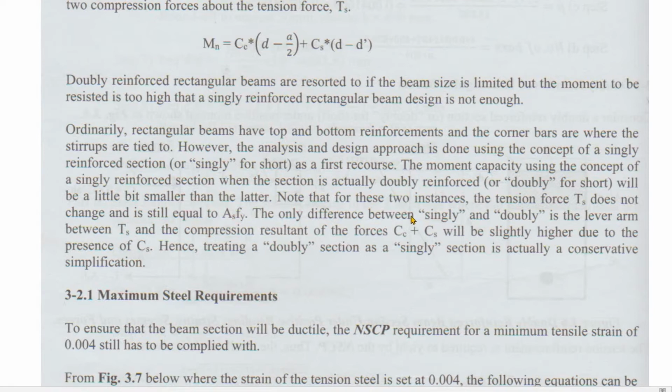The only difference between singly and doubly is the lever arm between Ts and the compression resultant of the forces Cc plus Cs, which will be slightly higher due to the presence of Cs. Okay, Cs, this is compression in steel. Hence, treating a doubly section as a singly section is actually a conservative simplification.